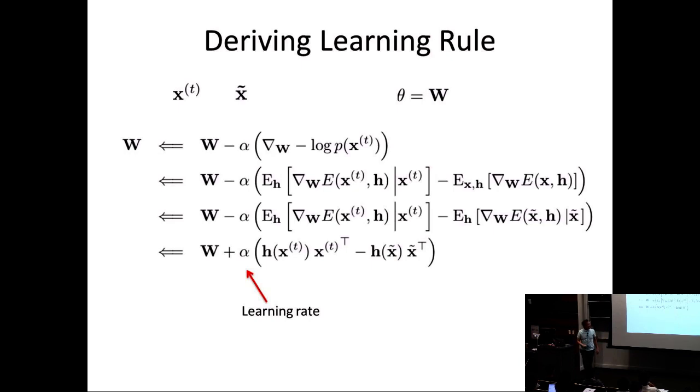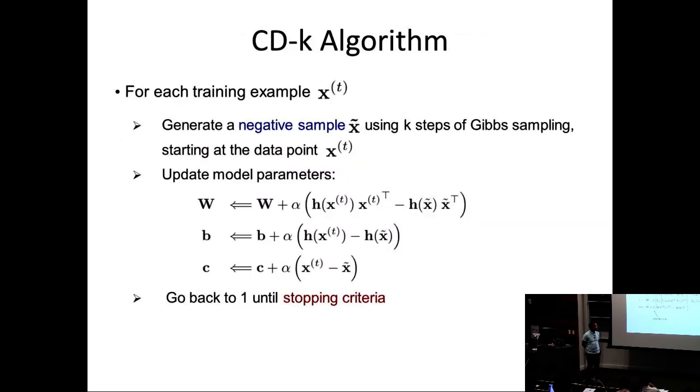Effectively here, sometimes people refer to the first term as the expected sufficient statistics with respect to the data distribution. The second term is the expected sufficient statistics with respect to the model. And you're just trying to match the two expected sufficient statistics. And this is the learning rate.